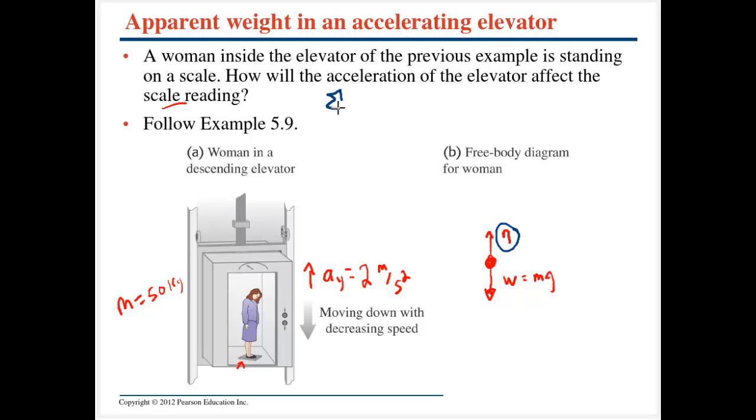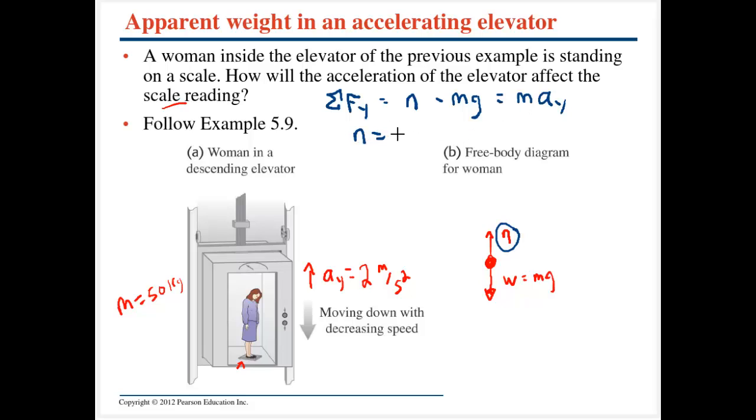So what we would do is take the sum of the forces in the y direction. In the positive direction, we're going to have this normal force, and in the negative direction, we're going to have her mass times gravity, simply the weight, and that's going to be equal to her mass multiplied by the acceleration of the elevator.